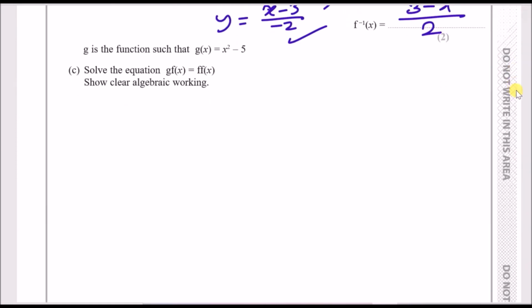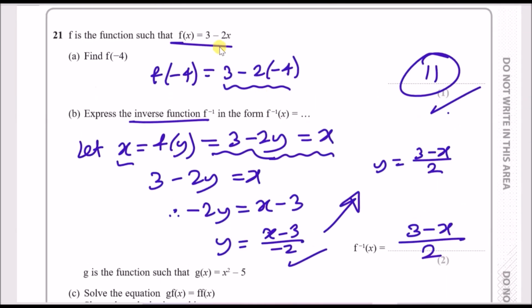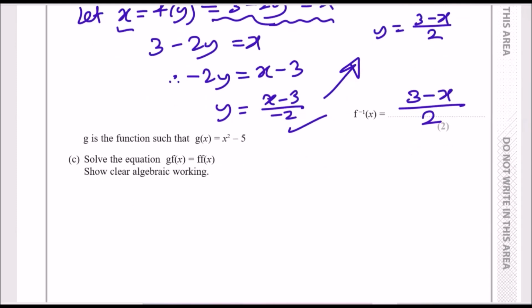All right, so guys, next part. g is the function such that g(x) equals x squared minus 5. So that's a new function. We had f(x), now we got g(x). Solve the equation gf(x) equals ff(x). Show clear algebraic working.